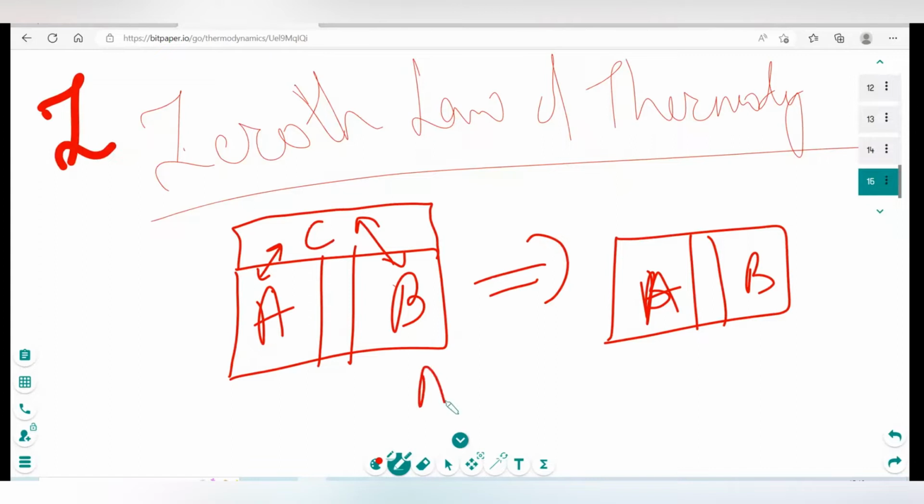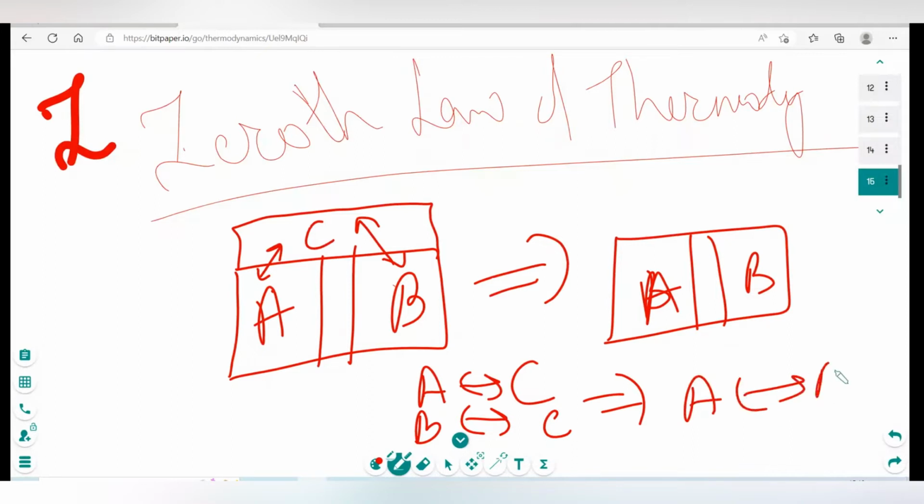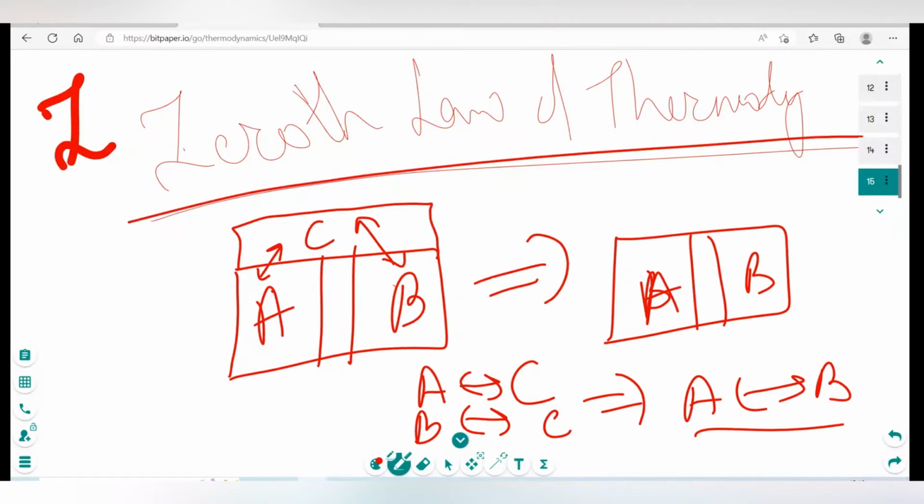So what am I trying to say? A system is in equilibrium with B and another is also in equilibrium with C. That implies that A is in equilibrium with B. That is what we are trying to say. Superb. It is called the zeroth law of thermodynamics. Can you tell me who invented this zeroth law of thermodynamics? Oh, we didn't learn about that.